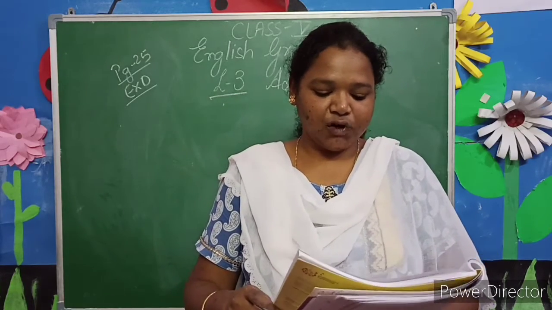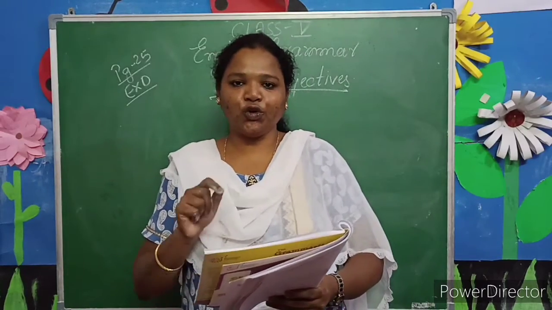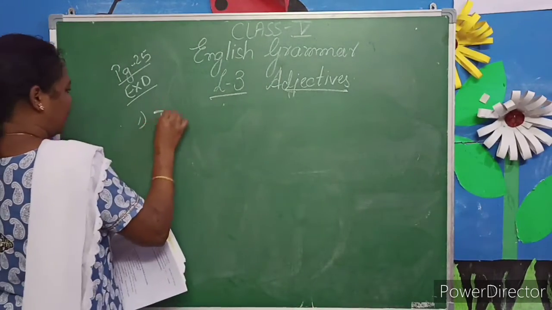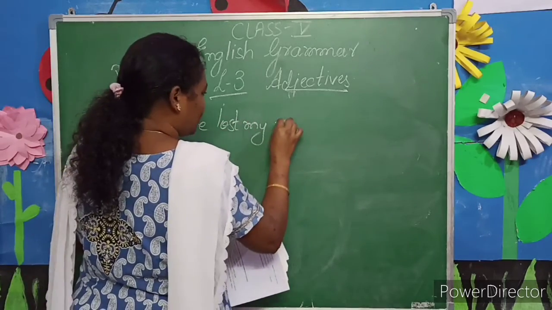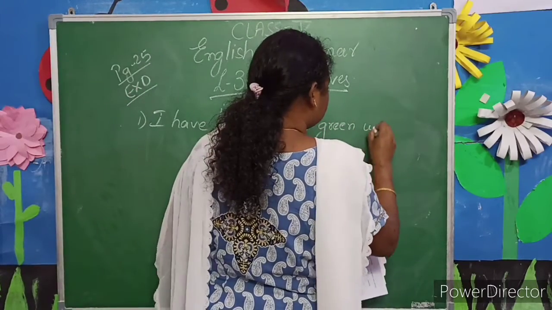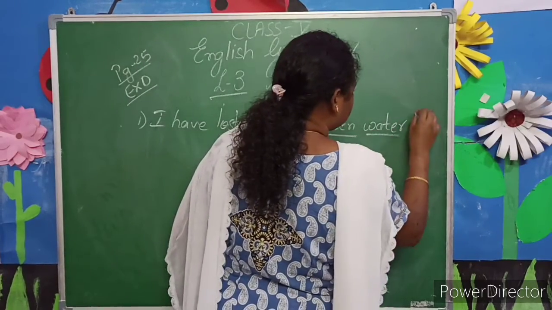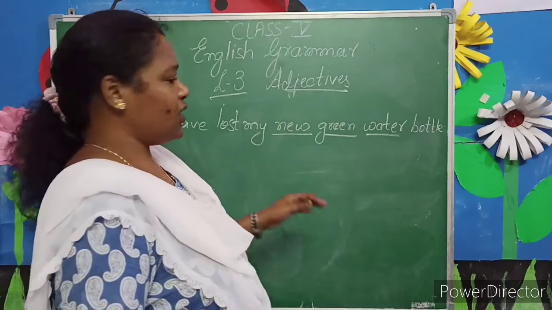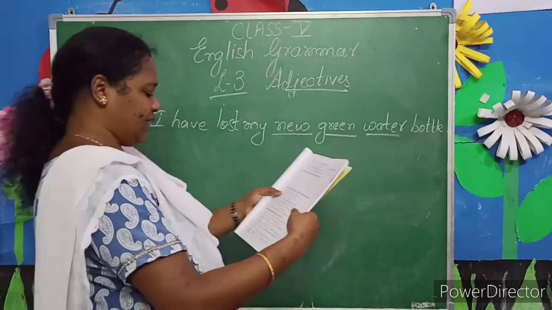Okay, children. So I have lost my dash bottle. They have given the words water, green, new. So how will we write the sentence? I have lost my new green water bottle. Right, children? Understood how we have to use the adjectives in the correct order? New green water bottle.